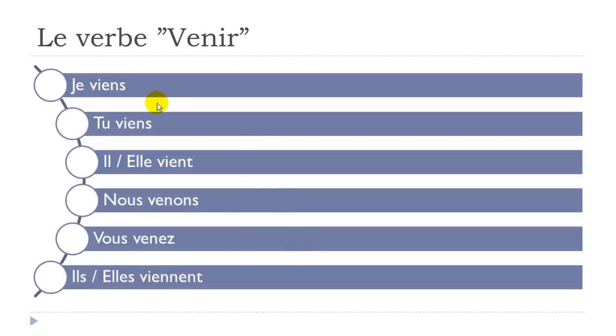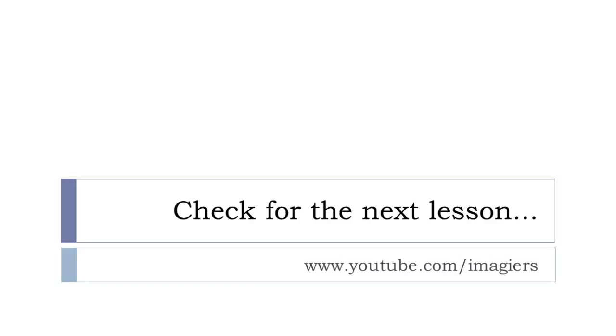Alright, so let's see the form one more time. Je viens, tu viens, il vient, elle vient, nous venons, vous venez, ils viennent, elles viennent. Alright? So, venir is quite important. Be sure to remember it by heart.